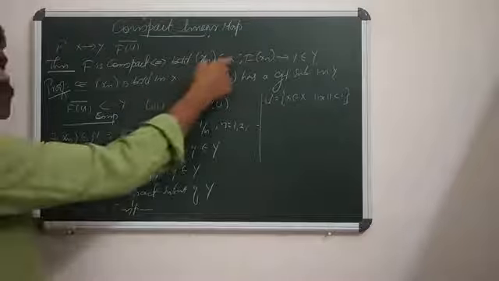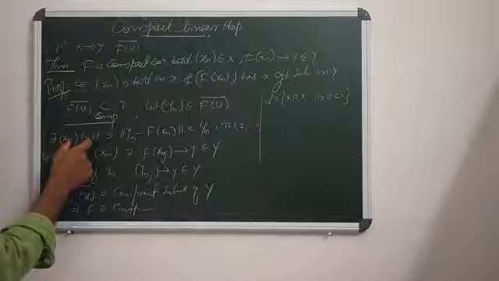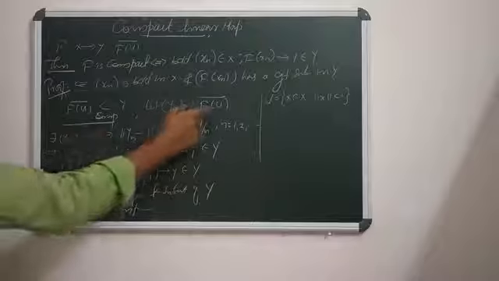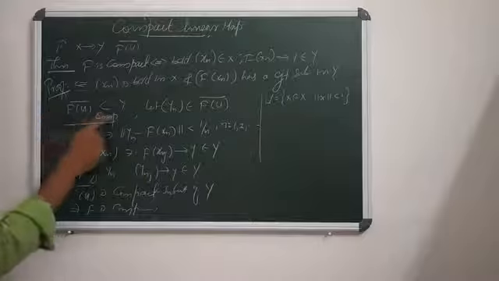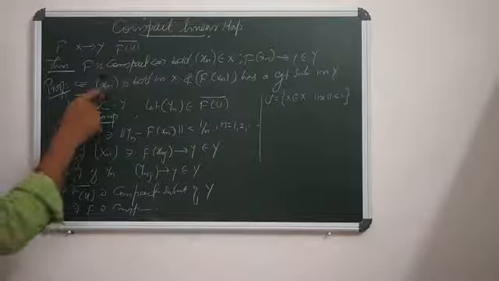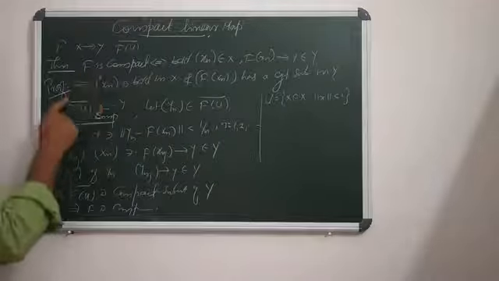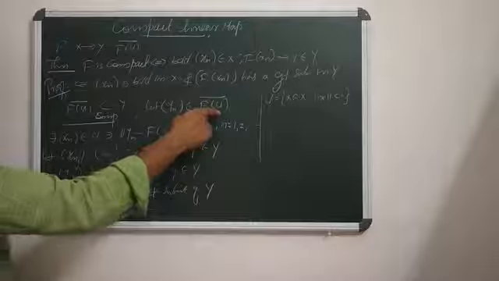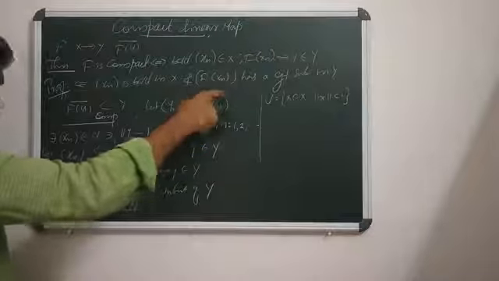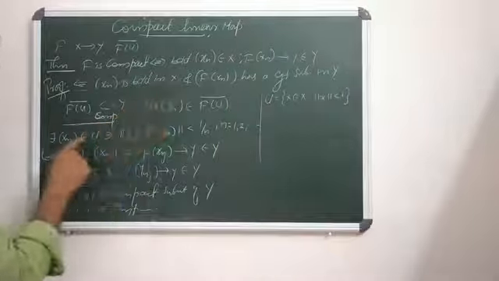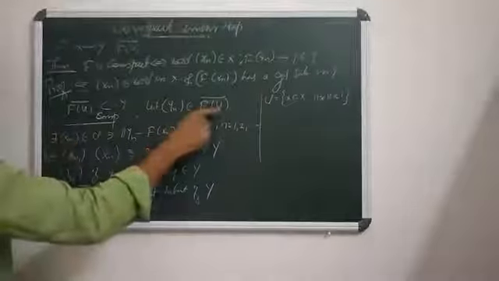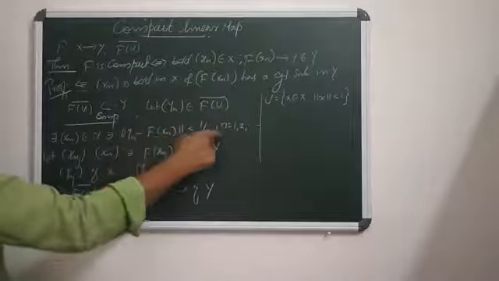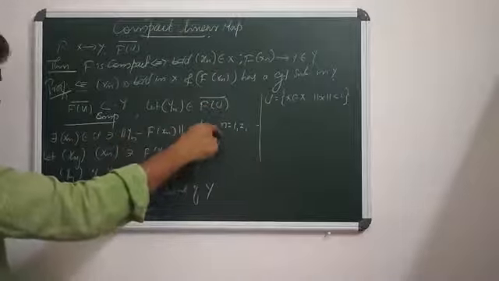Means for any bounded sequence xn. Let yn fall in f of u closure. We have to show that f of u closure is a compact subset of y. In order to prove f is compact, according to the definition, f of u closure must be a compact subset of y. That's our requirement. Let yn fall in f of u closure. Then we can find an xn fall in u with norm yn minus f of xn less than 1 by n.